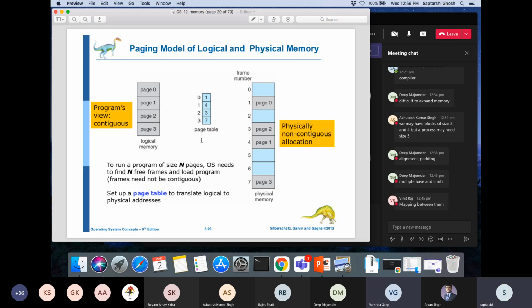This is exactly similar to what we discussed in the segmentation scheme. Now we have a page table which helps this mapping, from a logical page to a physical frame. Remember, pages and frames are of the same size. So this page table is used to translate logical to physical addresses. Basically, to run a program, a new process comes which requires n pages of memory. The OS simply needs to find n free frames and load the program. And these frames need not be contiguous.